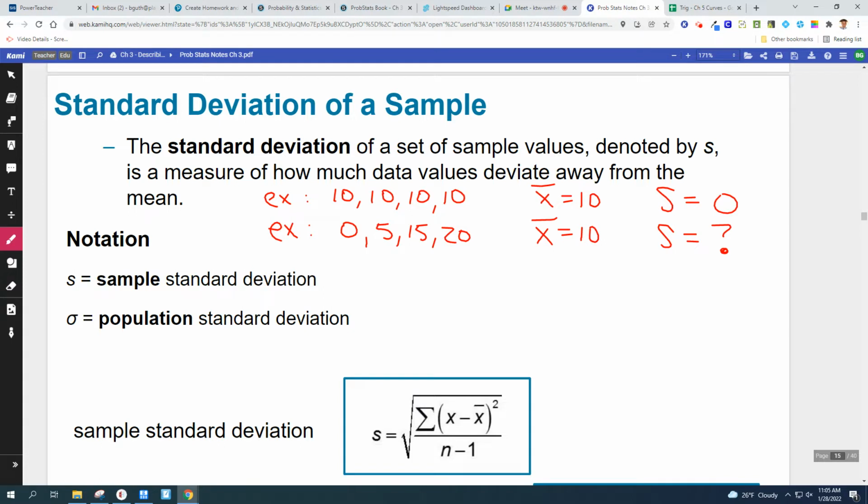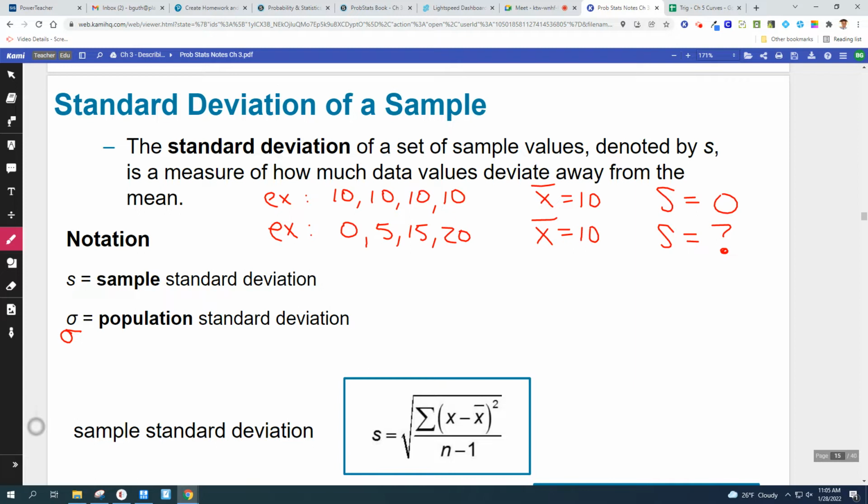So we've got some symbols here. S is the sample standard deviation, and this symbol right here is the Greek letter, oh shoot, I want to say that's the lowercase theta. It's the population standard deviation. So we'll look that up.